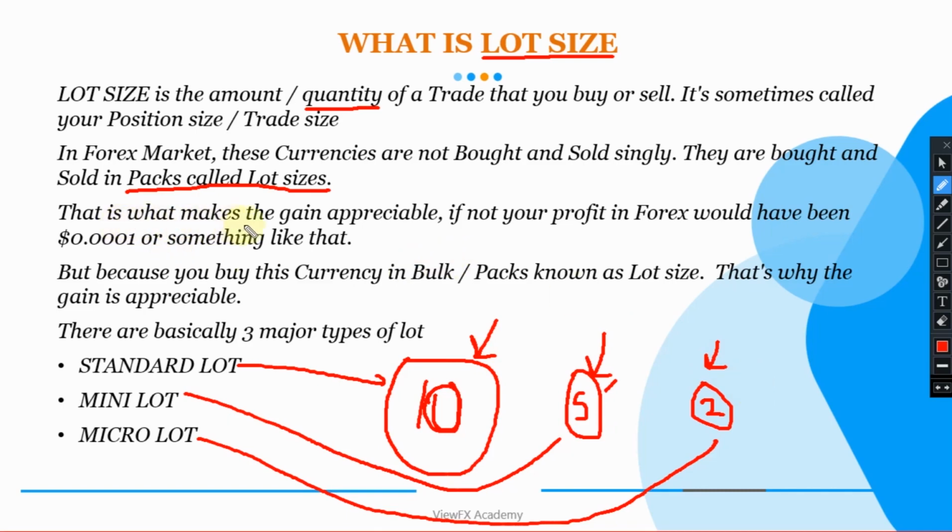So that is what makes the gain appreciable. If not, your profit in forex would have been very minimal. But because you can decide to buy currencies in bulk, like if this were to be euro, this is 10 of it, not just one. So let's just go ahead and explain this to your understanding.